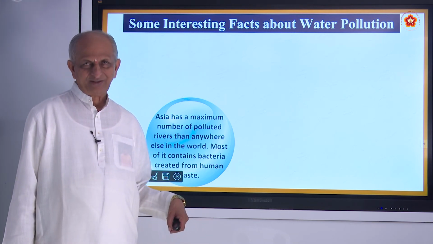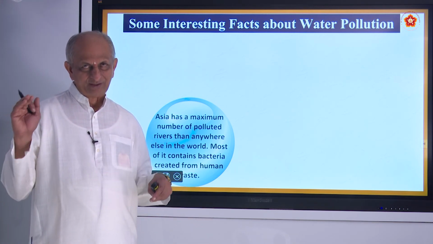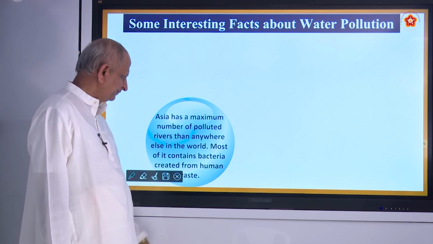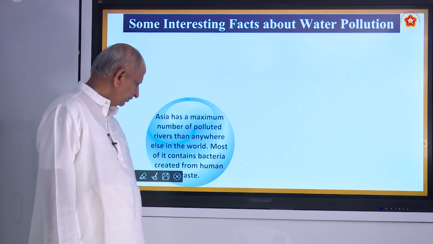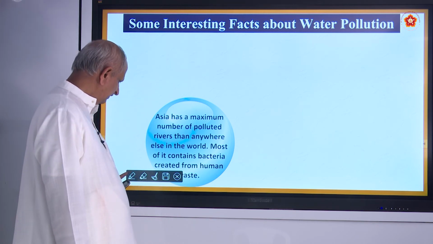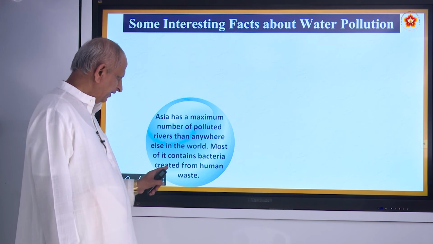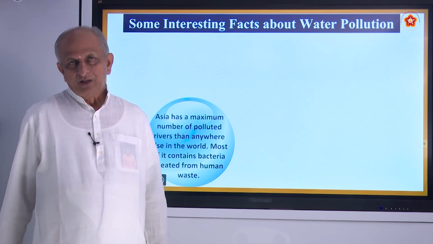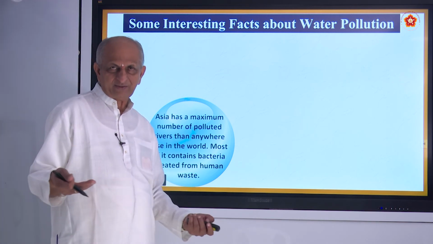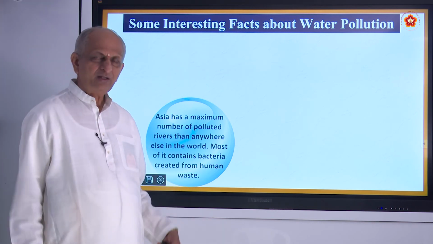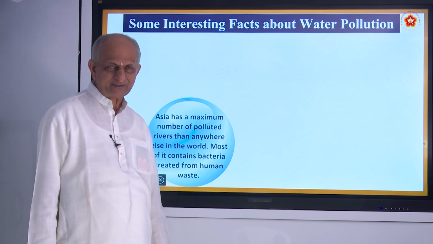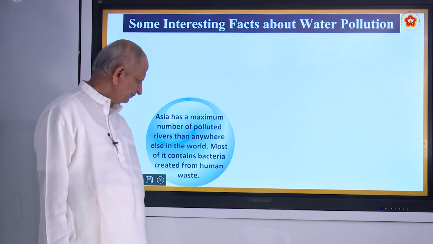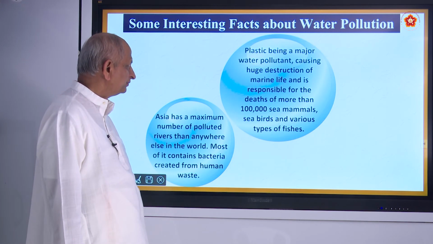Of course, this is not a thing which you must learn. This is for information, that's all. Asia has a maximum number of polluted rivers than anywhere in the world. Most of it contain bacteria created from human waste, maybe liquids, maybe solids. They are allowed to flow into the water bodies like lakes, rivers, etc. That will have so much of bacteria in it, and that is a pollution.